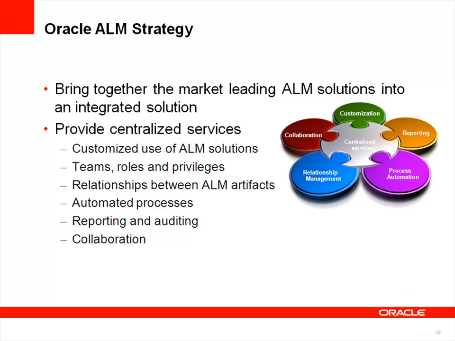Oracle's strategy for application lifecycle management is not to provide yet another ALM solution, but instead to bring the best-of-breed solutions from the industry together into one centralized service. Our solution uses best-of-breed solutions and plugs them into JDeveloper via adapters. These solutions for collaboration, reporting, and process automation are brought together and can be linked to one another so that relationships between the artifacts are available to help teams work collaboratively.